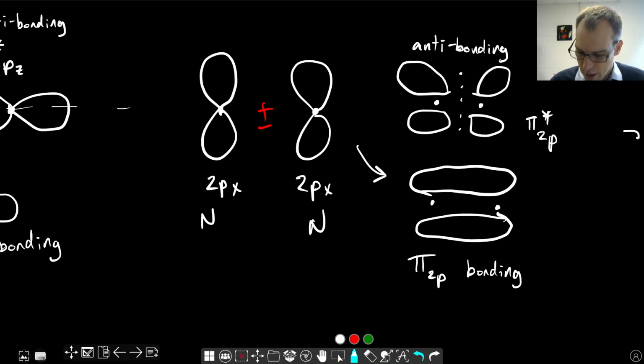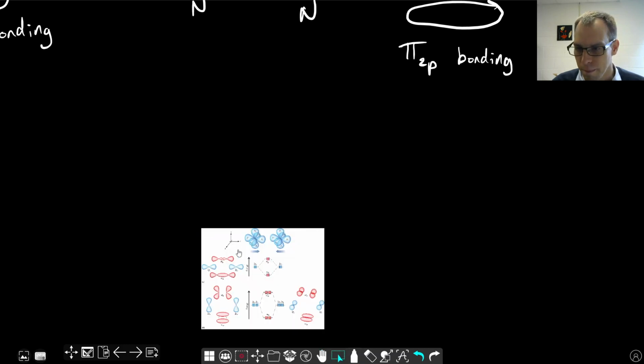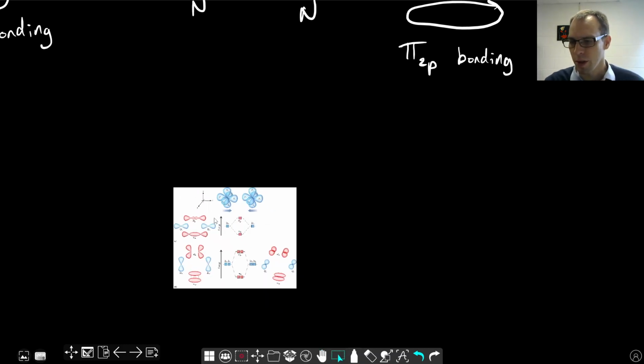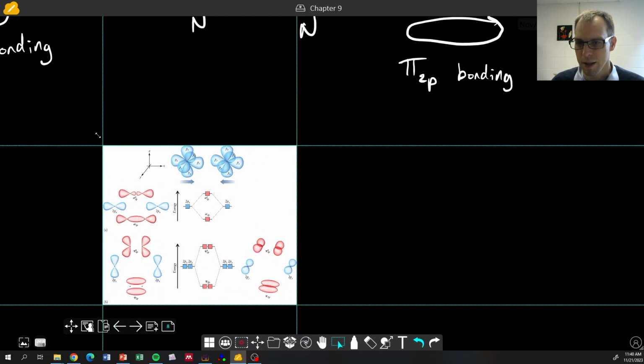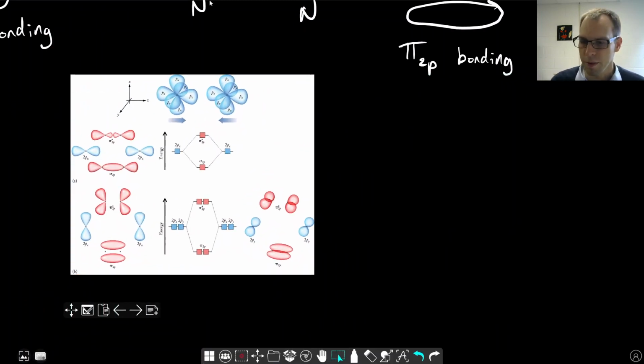Now let me get a figure from your textbook that maybe is easier to understand compared to what I drew, just so you have this slightly different depiction of these. All right, let me make sure I get the right picture here. This is the one I'm looking for. Okay, so I've got to go out of full screen so I can make this a lot bigger. There we go, and back to full screen.